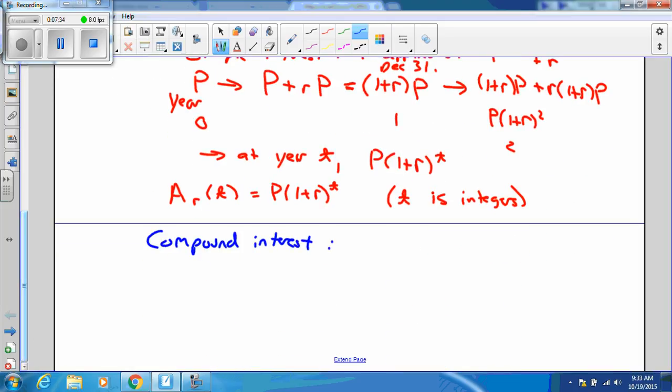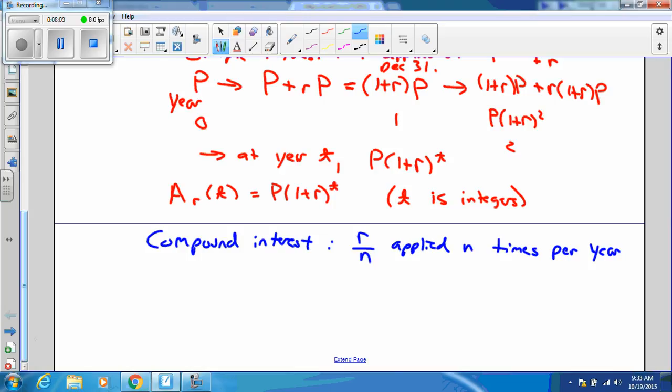Now, with compound interest, we're going to divide up the interest into little chunks, R over N, and we're going to apply that N times per year. So in the end, I get the entire interest, but I get it doled out in pieces instead of once a year. And that actually makes a difference in the amount of money that I get back.